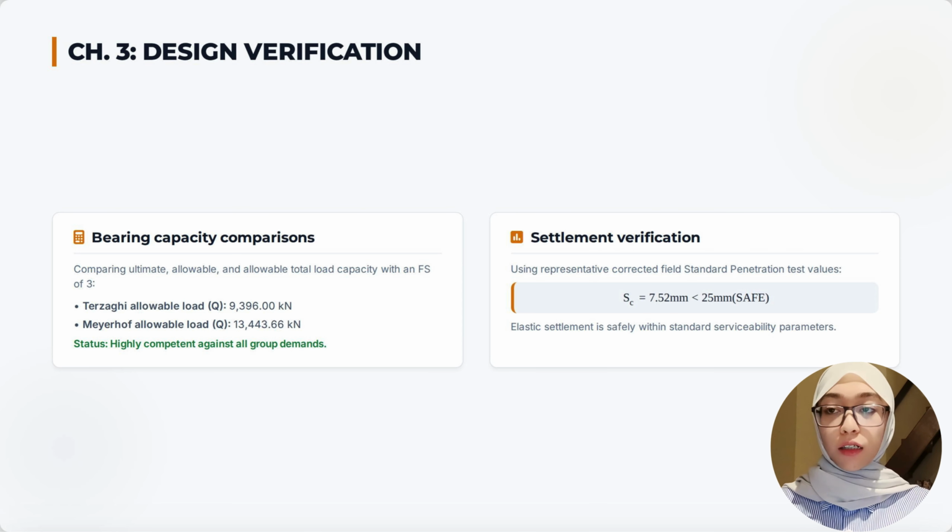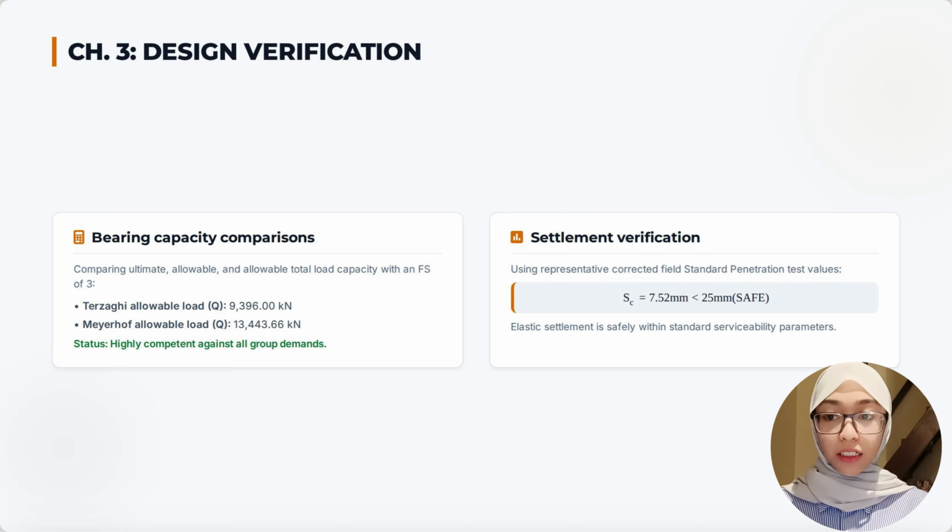Okay, next I will explain the design verification. After determining the structural load, the foundation design was verified using bearing capacity and also settlement analysis. For the bearing capacity check, the allowable load calculated using the Terzaghi method is approximately 9,396 kilonewton. Meanwhile, the allowable load calculated using the Meyerhof method is approximately 13,444 kilonewton. Both values are significantly higher than the maximum design load of 355 kilonewton. So they show that the soil has sufficient bearing capacity and is able to safely support the proposed structure.